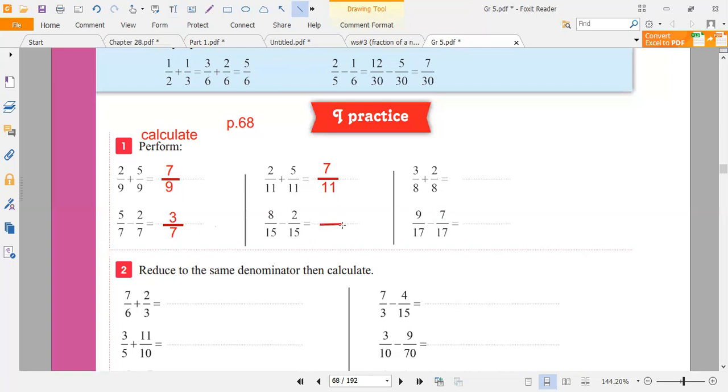8 fifteenths minus 2 fifteenths. They have the same denominator, so we can subtract them. We keep the denominator and we subtract the numerators. 8 minus 2, 6. 3 eighths plus 2 eighths. They have the same denominator, so we can add them. We keep the denominator. The denominator is 8 and we add the numerators. 3 plus 2, 5. 9 seventeenths minus 3 seventeenths. They have the same denominator, so we keep the denominator and we subtract the numerators. 9 minus 3 is equal to 6.